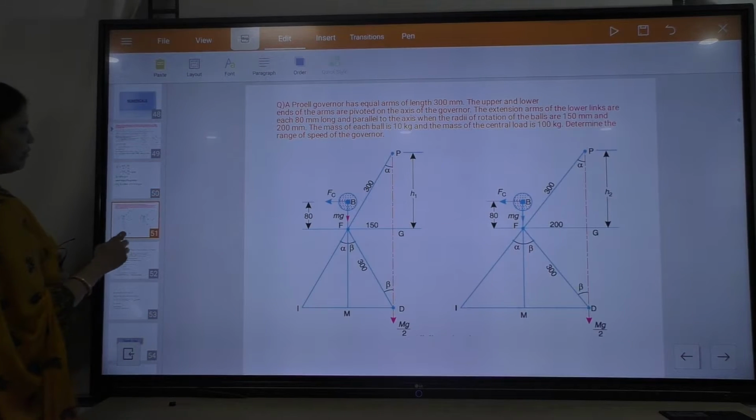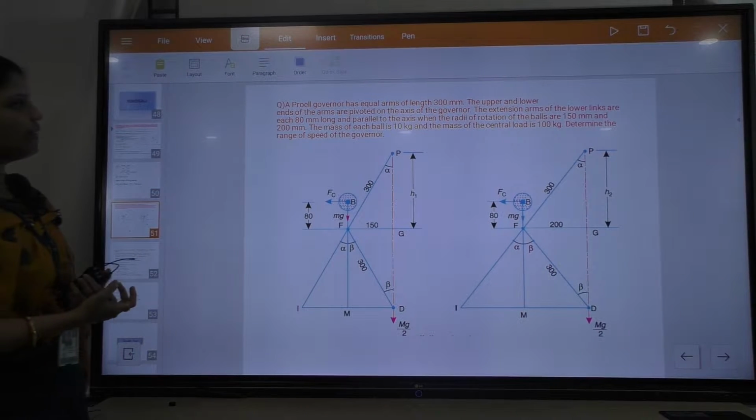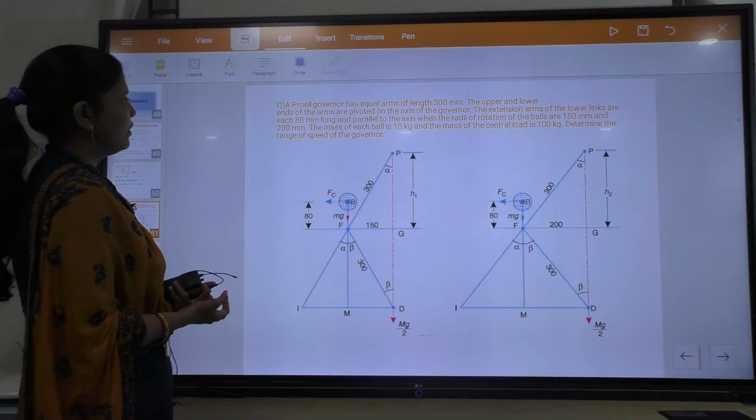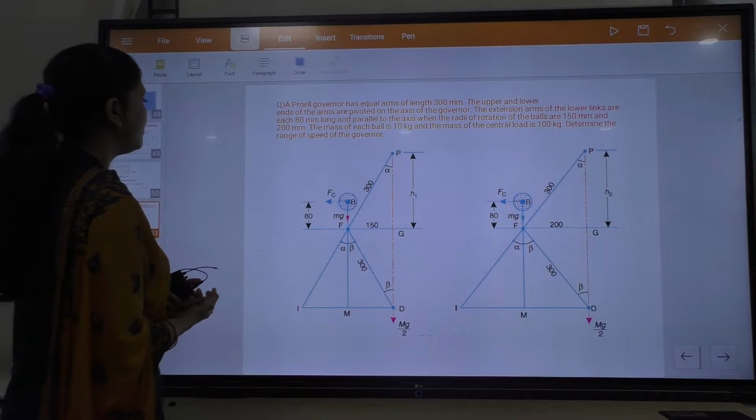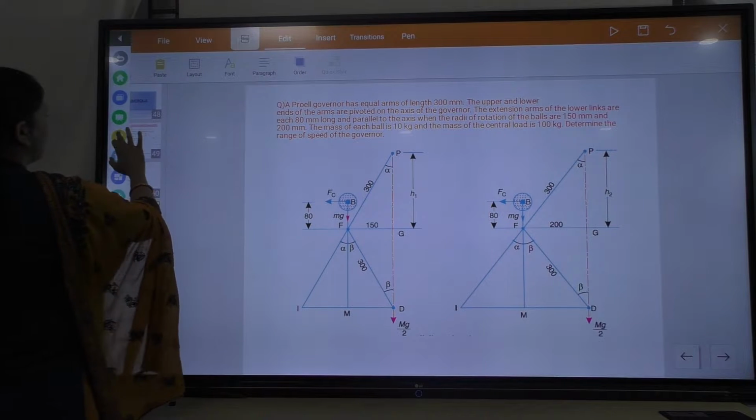Let us solve another question. This question is based on the Proell governor. The question says the Proell governor has equal arms of length 300 mm.